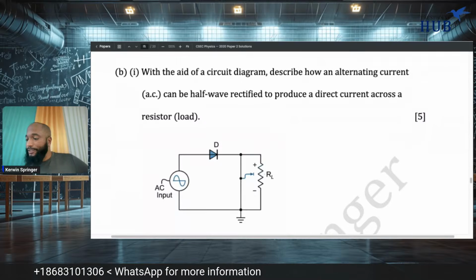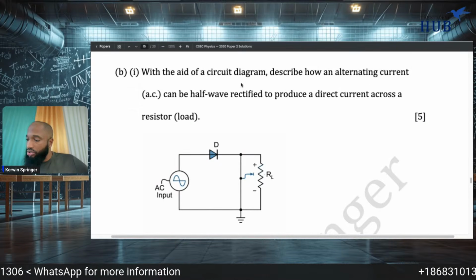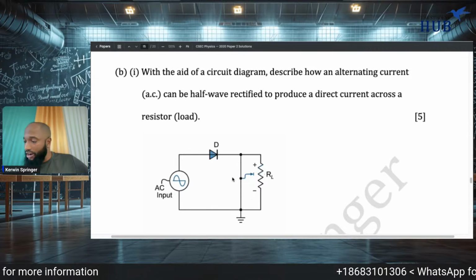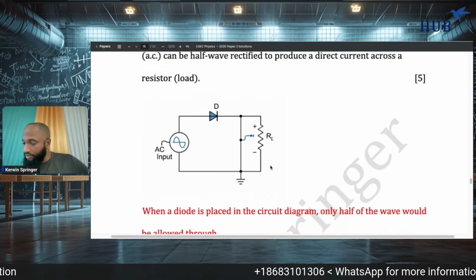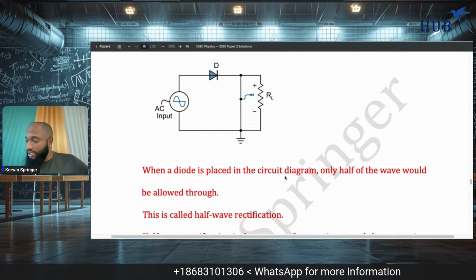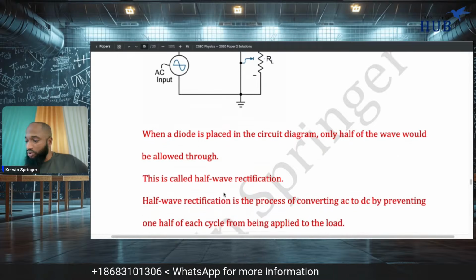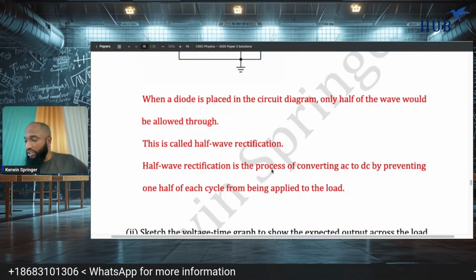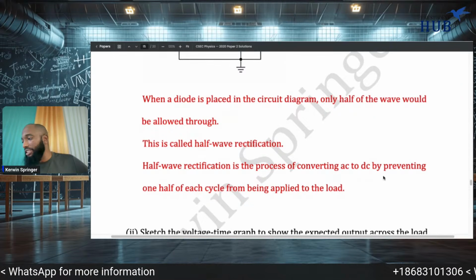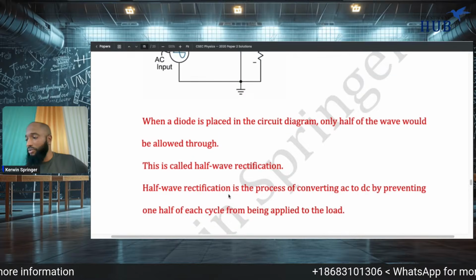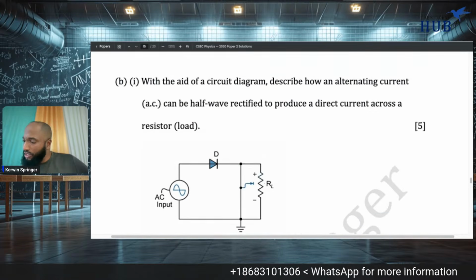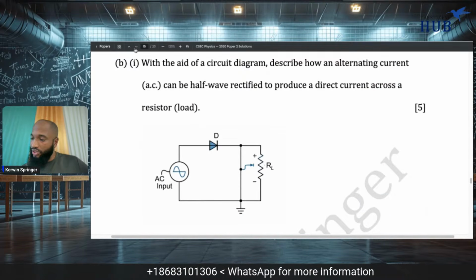So how are we doing this? If they ask to show with the aid of a circuit diagram, you use this. When the diode is placed in the circuit diagram, only half of the wave would be allowed through. This is called half-wave rectification. Half-wave rectification is the process of converting AC to DC by preventing half of each cycle from being applied to the load. Did this specify load? So yeah, you have the resistor load.